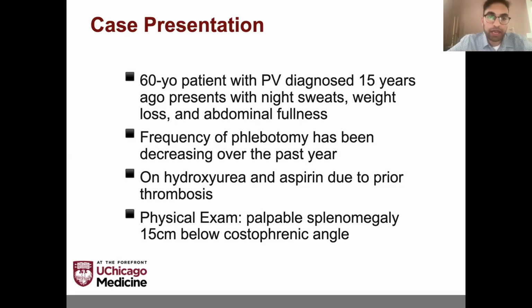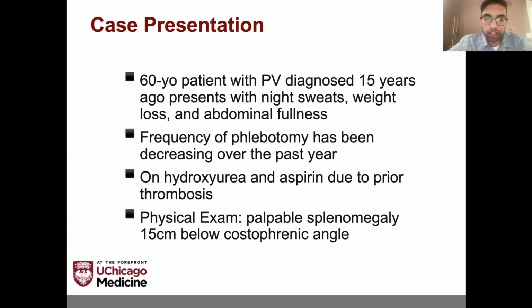And this is really a patient that's representative of many patients I have taken care of with accelerated and blast phase MPNs. So this is a 60-year-old patient with polycythemia vera that was diagnosed 15 years ago and comes in with worsening symptoms, specifically night sweats, weight loss, and some abdominal fullness. The patient has noticed that their need for phlebotomy has been somewhat decreasing over the past year. The patient is also on hydroxyurea due to prior thrombosis.